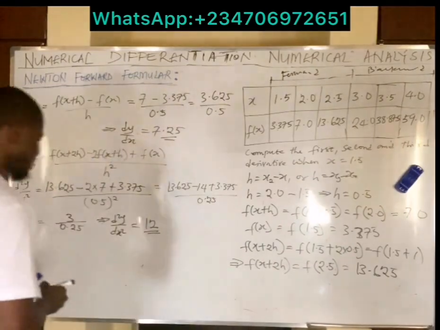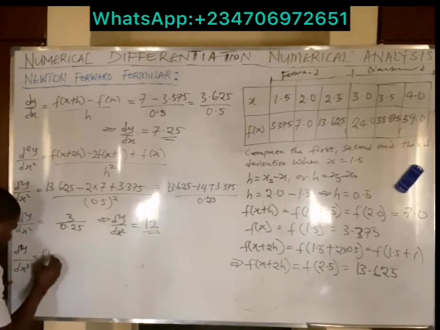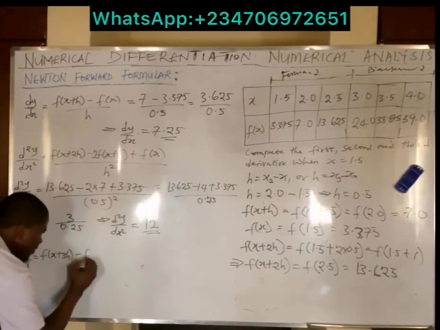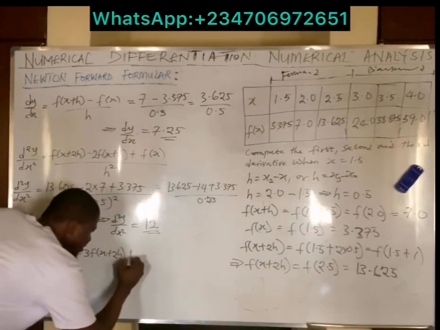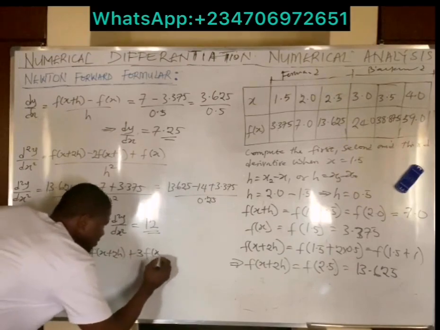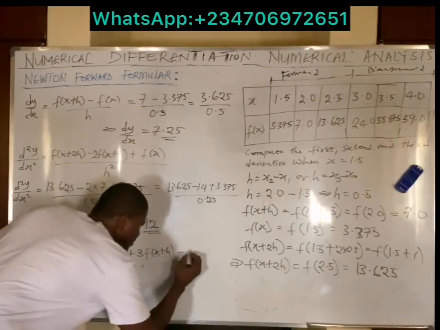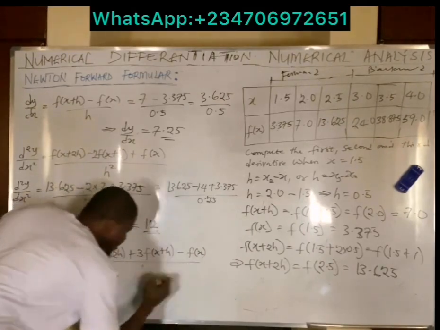And finally, for this question, we compute the third derivative. Okay, so for the third derivative, the formula is d cubed y over dx cubed, that is equal to f of x plus 3h minus 3 f of x plus 2h plus 3 f of x plus h minus f of x, divided by h cubed.